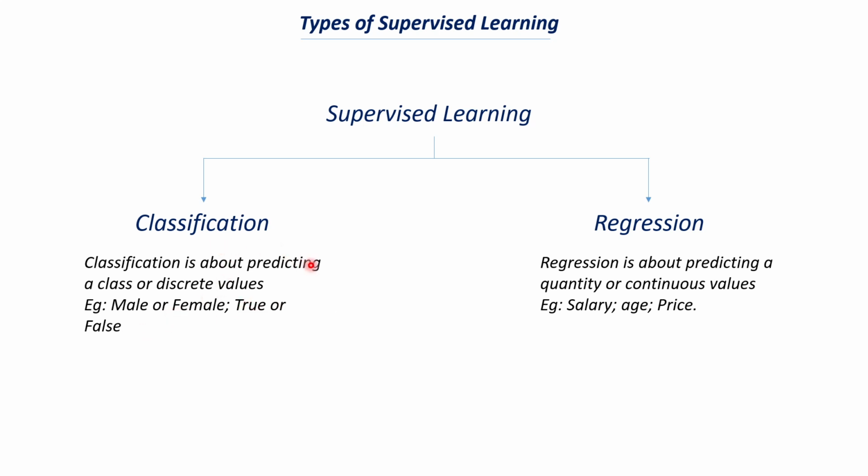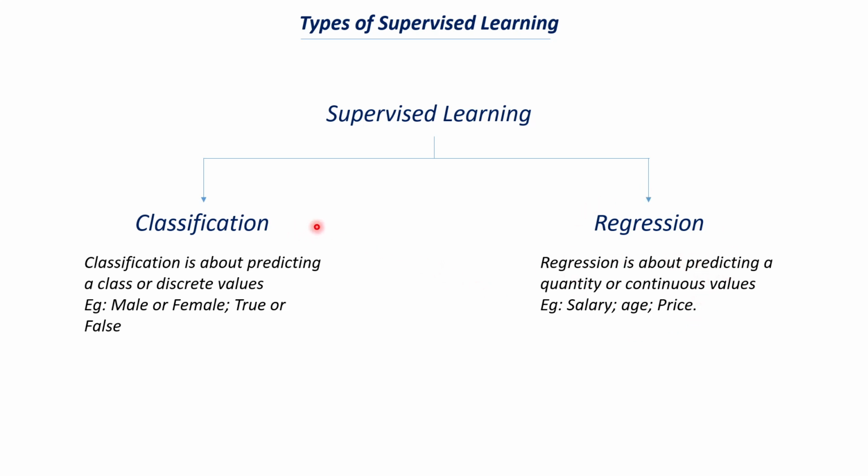So we are just classifying the data. And regression is something where we try to predict a quantity or a continuous value. For example, predicting the salary of a person based on their work experience, or predicting the age of a person, or predicting the price of a product based on some features. So this is called regression.